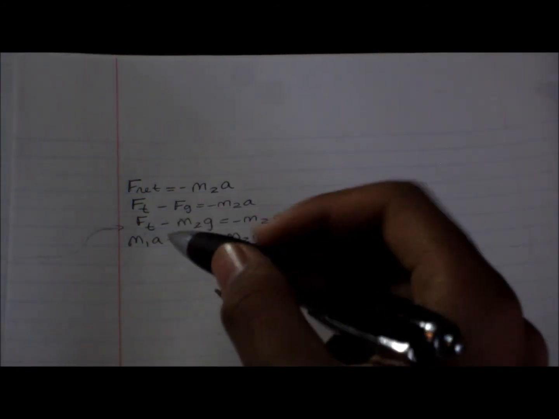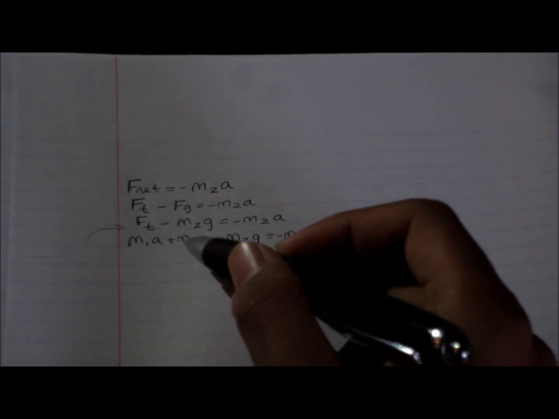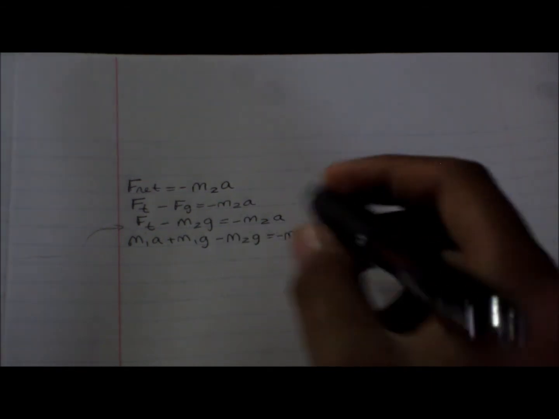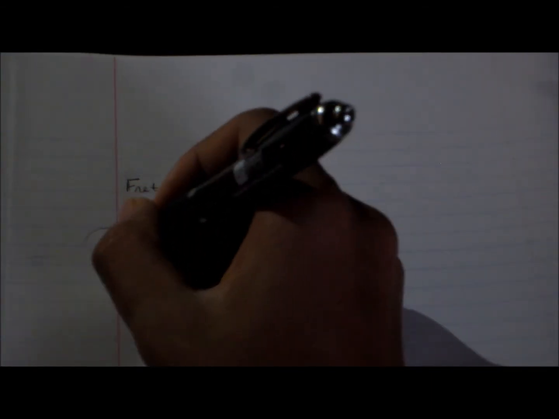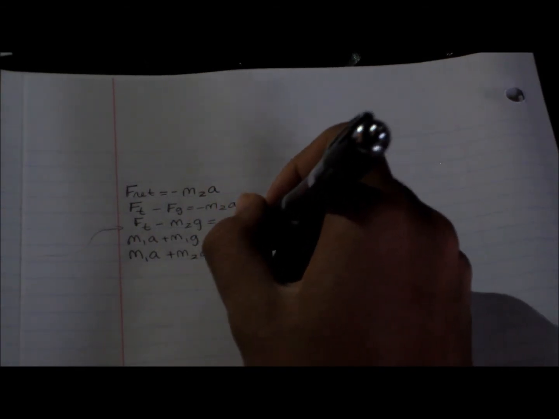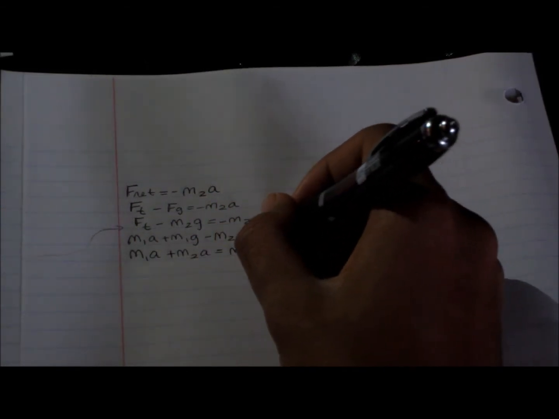So now with this, we can just move things to different sides in order to isolate the acceleration, since that's what we want to solve. I'm going to move this m1g to this side and this m2g to this side, and we're going to move the negative m2a to that side. So now we get m1a plus m2a equals m2g minus m1g.